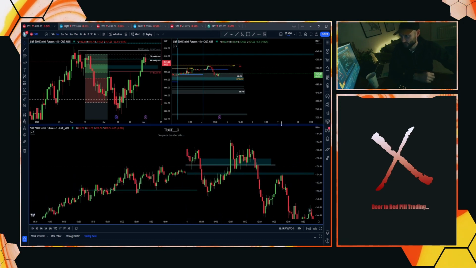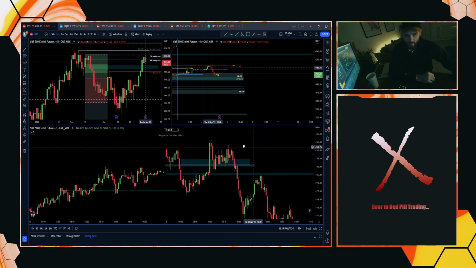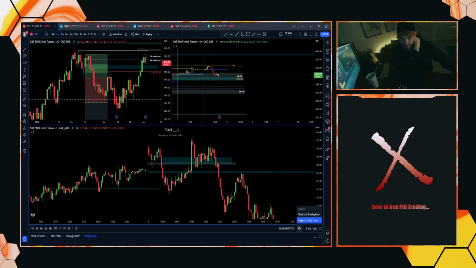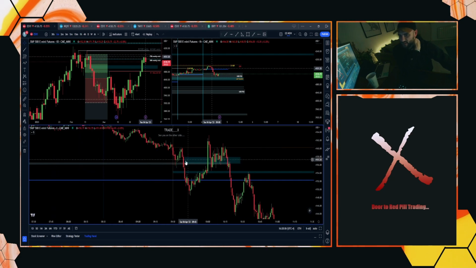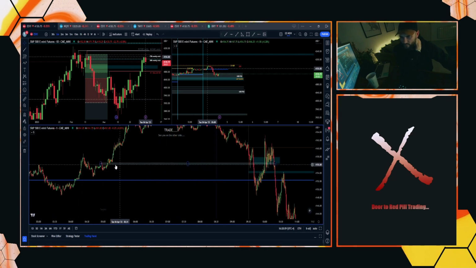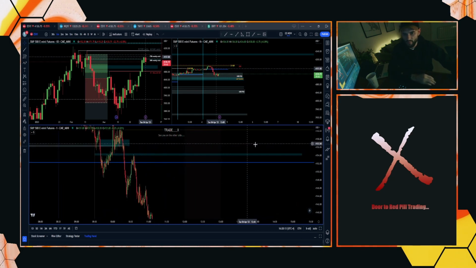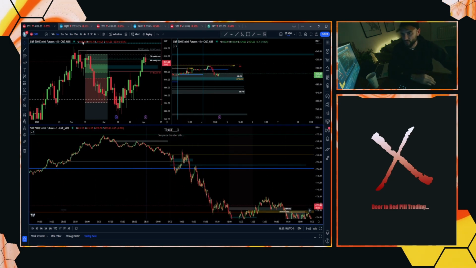10 handles, bosh. Some people took it inside Red Pill. I missed it, but that was your AM session easy trade: the mitigation block inside the RTH gap in confluence with a volume imbalance. Bingo, lovely jubbly.